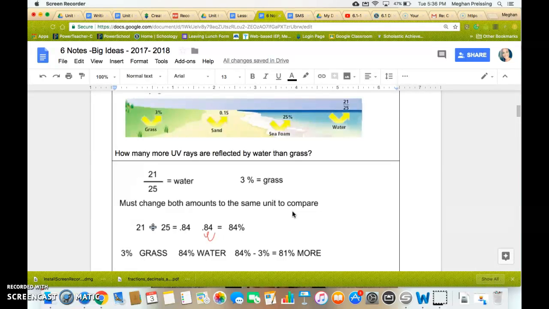When you work on 6.2, you are going to focus more on this comparison.